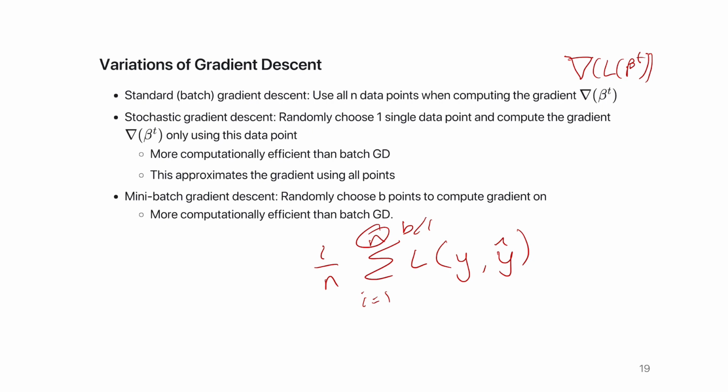What this is saying is that it approximates the standard batch gradient descent algorithm. In standard batch gradient descent, we're computing the gradient using all the points. In stochastic gradient descent, we're computing the gradient using 1 point, so it's approximating the gradient computed using all the points. We don't use all the points, unlike in standard gradient descent.